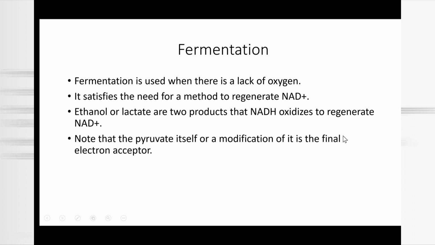Now, notice that the pyruvate itself, or some modification of it, is going to be the final electron acceptor in fermentation instead of oxygen. Now, lactic acid fermentation, fermentation that uses lactate, is often done in human muscle cells when oxygen is used. So athletes that undergo heavy exercise are going to start using lactic acid fermentation, and that can be really painful. But ethanol fermentation is often used to make certain alcoholic beverages, and is also used by yeast.